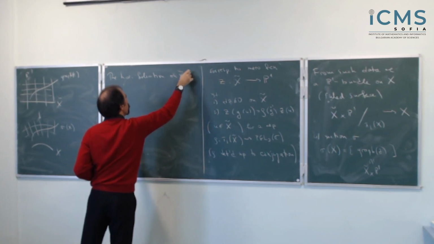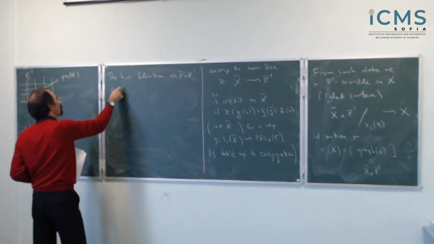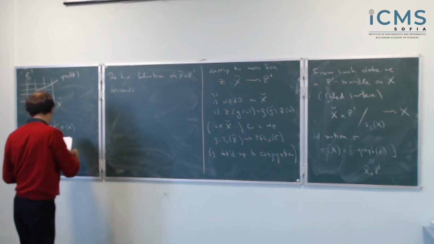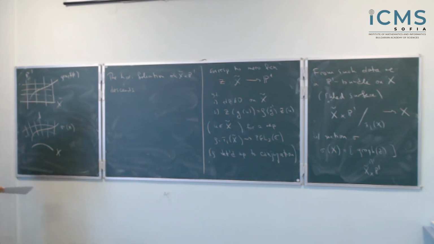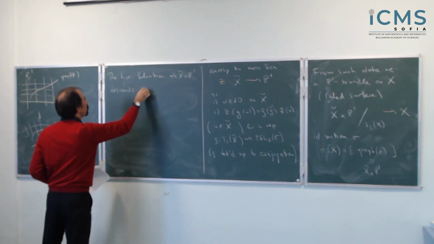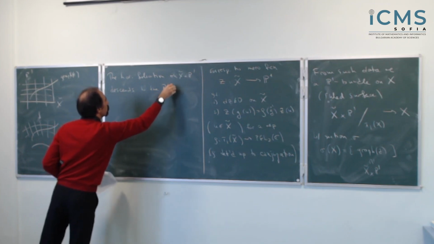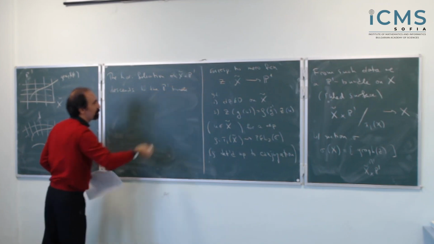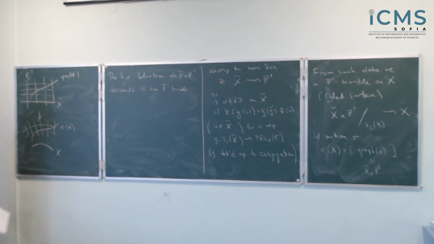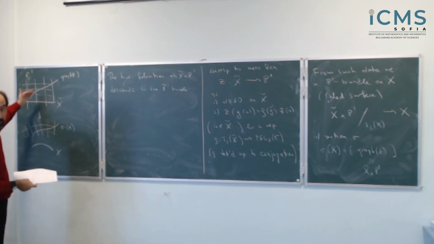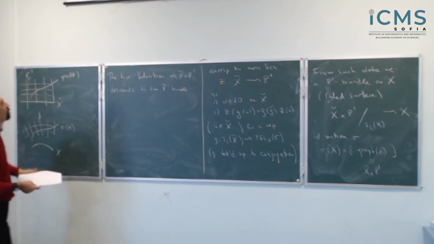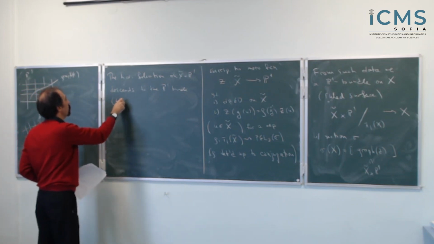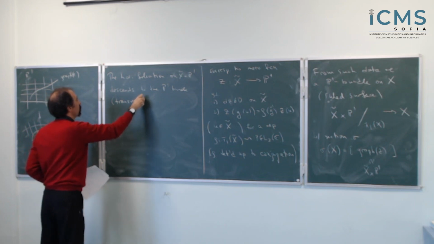Being a bit sketchy, it descends to the quotient. So we have our P1 bundle with a section and a connection. The foliation is transversal to the fibers, and the section is transversal to the foliation.